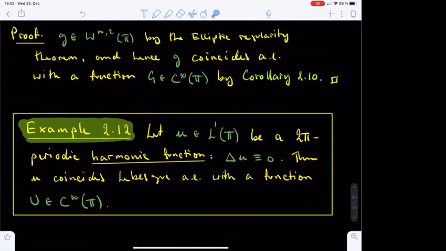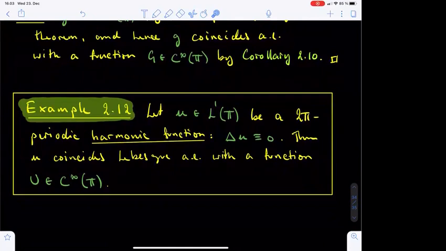Finally, as a concrete example of the theory we have just developed, let's point out that it applies to harmonic 2π periodic functions. Namely, let u be a 2π periodic L1 function whose Laplacian vanishes, in the sense of weak derivatives. As we pointed out in the previous lecture, the Laplacian is a fundamental example of an elliptic partial differential operator of order 2.